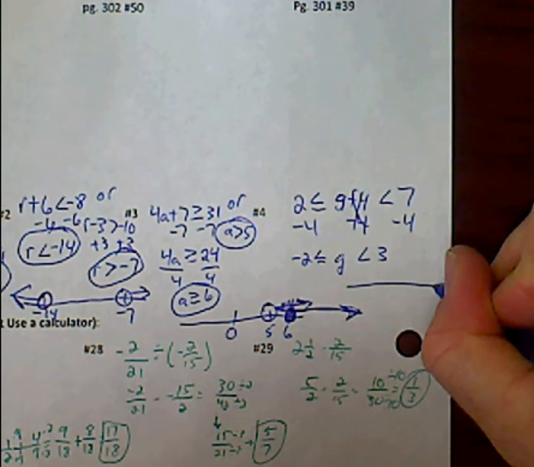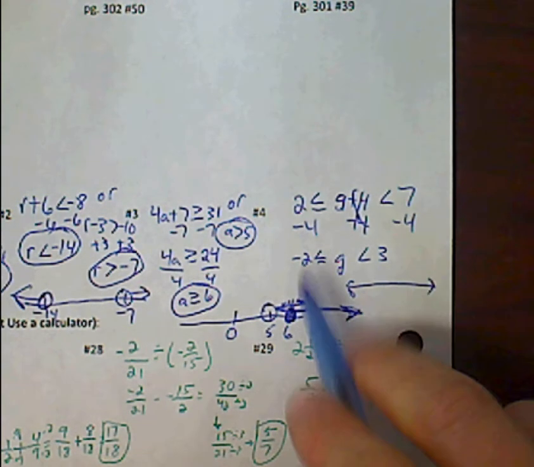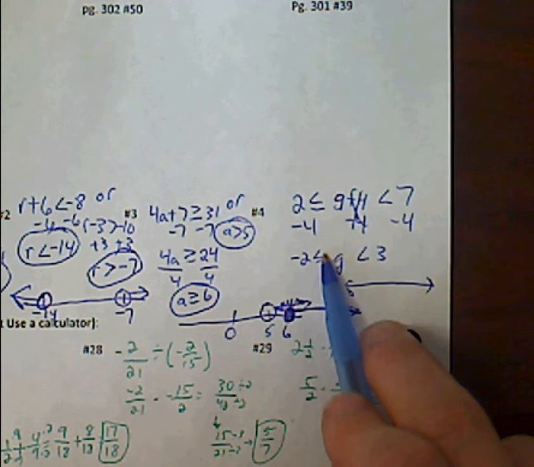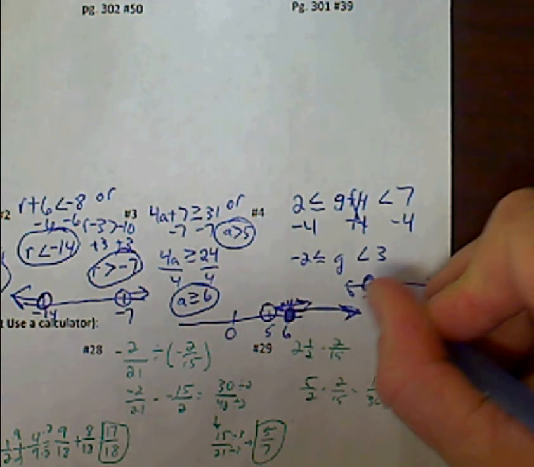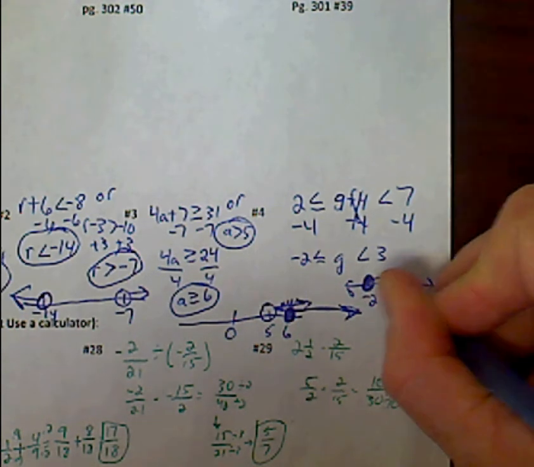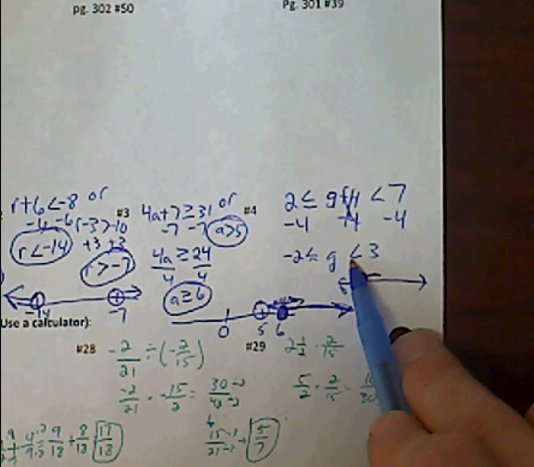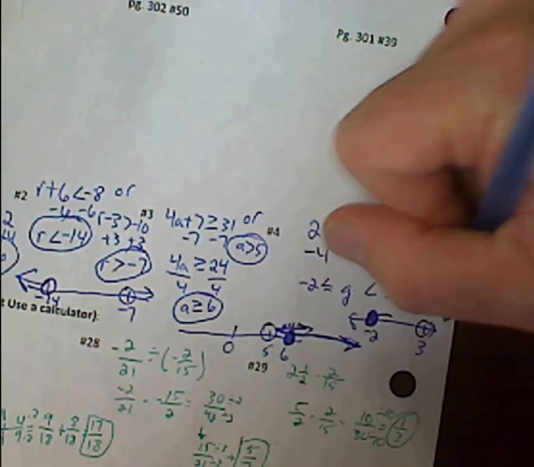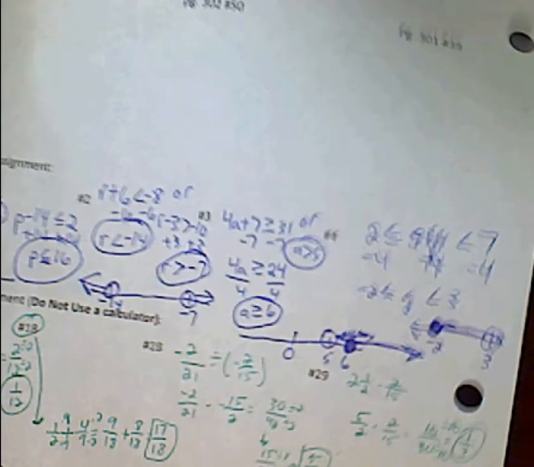So if I were to draw my number line, this is how I would pronounce it. g is greater than or equal to negative 2. So if negative 2 is over here, greater than or equal to means it's going to the right. But then it also says g is less than 3. So if I have the number 3, open circle, going to the left, there is what it looks like.